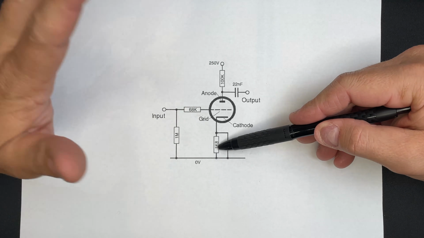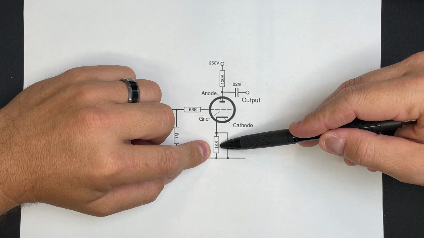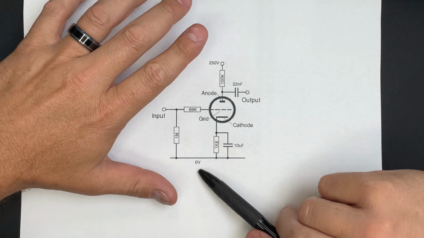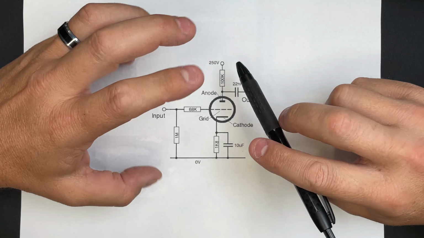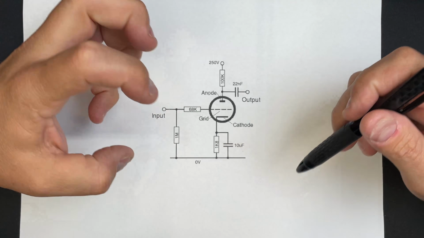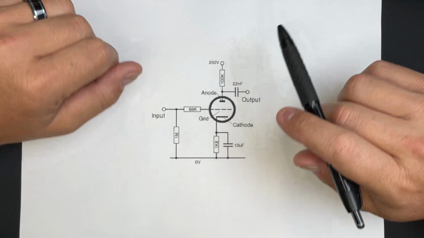So, that being said, going with something like 820 ohms here will get a little bit more gain, and it will warm it up a little bit. It will embolden that tube stage a bit.